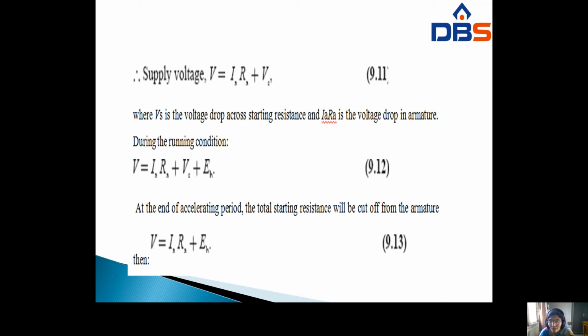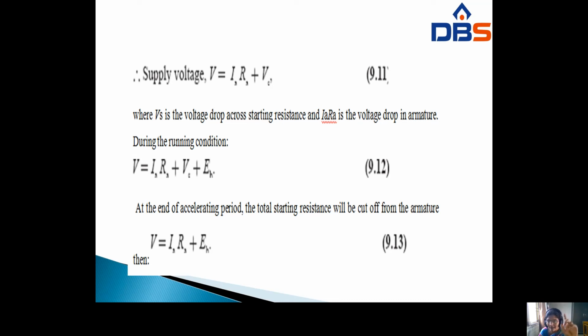Initially the Eb value will be 0. At the starting there will be no back EMF, so here you cannot mention the Eb value. Here Vs is the voltage drop across the starting resistor and IaRa is the voltage drop in the armature. During the running condition, whenever the train is running, back EMF will exist. So the total voltage is equal to IaRa plus Vs plus Eb.